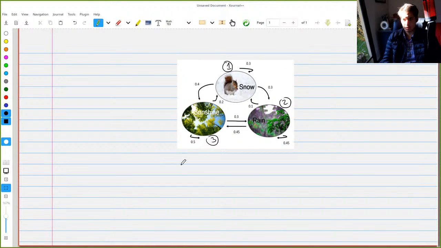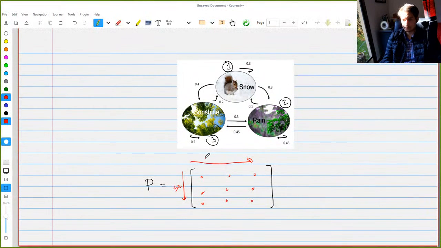And let's create our matrix P that will have 3 by 3 elements. The rows are the current states S sub t, and the columns are the future states. And help me to fill this.